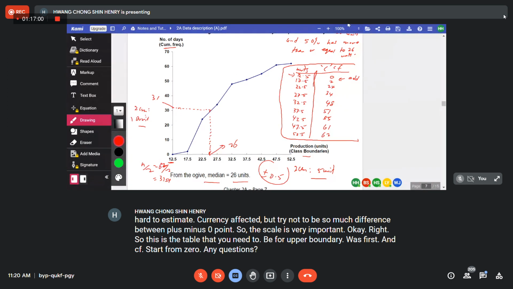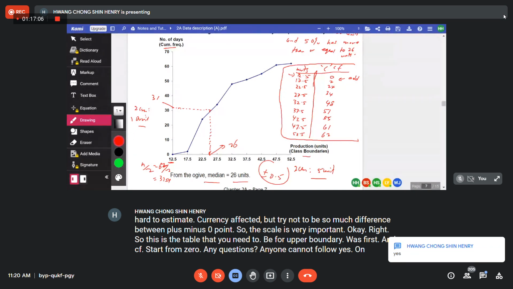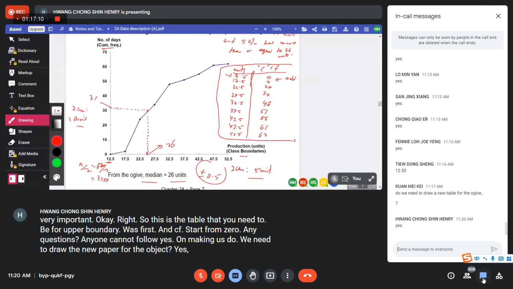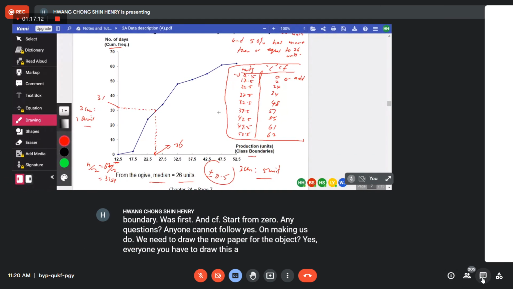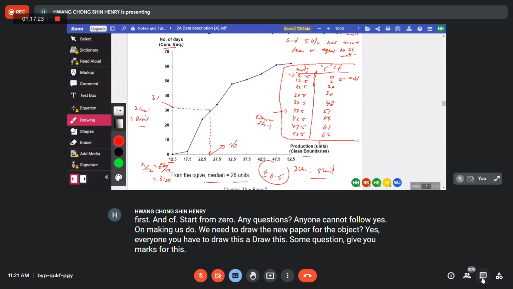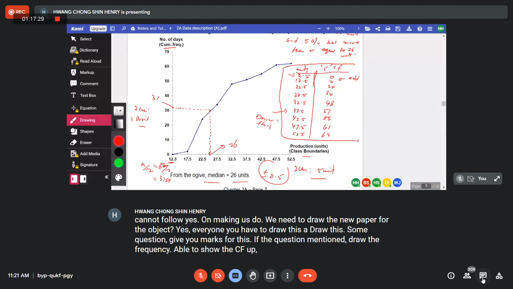Any questions? Anyone cannot follow? Yes. Kwan Meki asked, do we need to draw the new table for the ogive? Yes, everyone, you have to draw this. Some questions give you marks for this. If the question mentions draw the frequency table to show the CF, then you draw this.